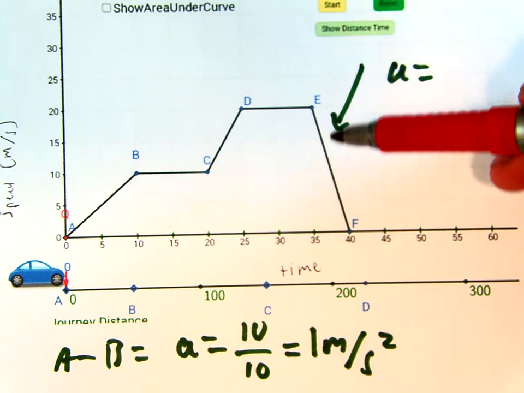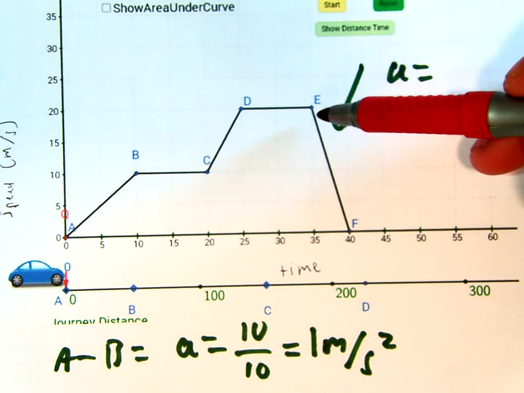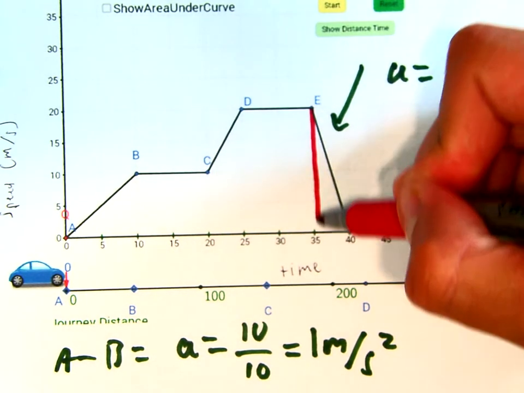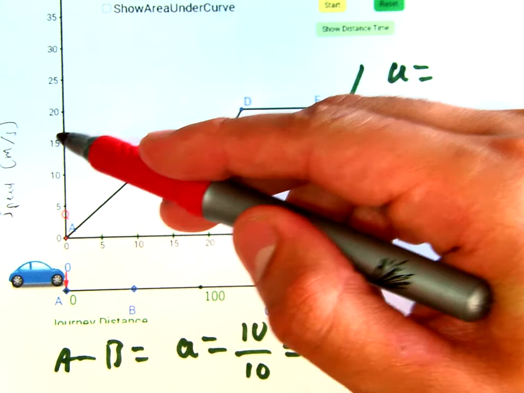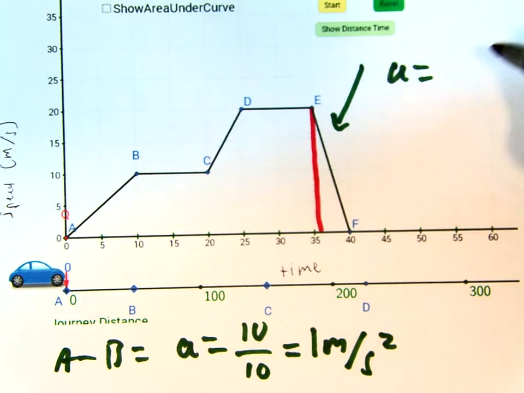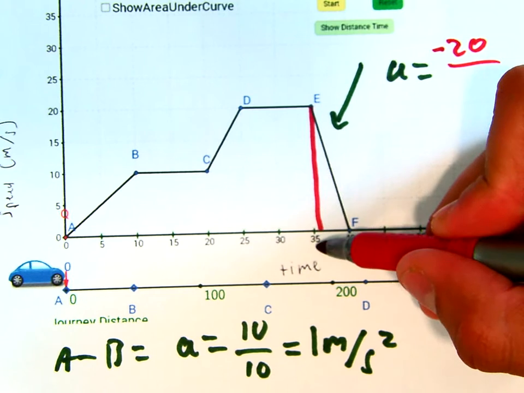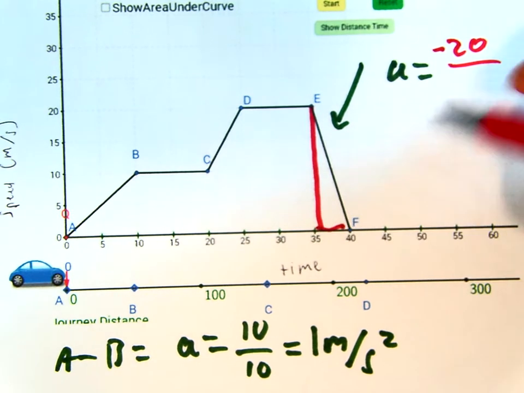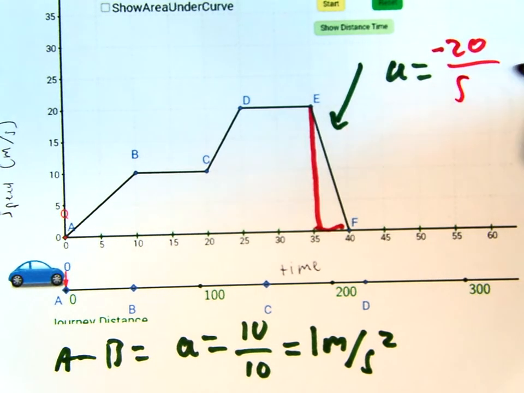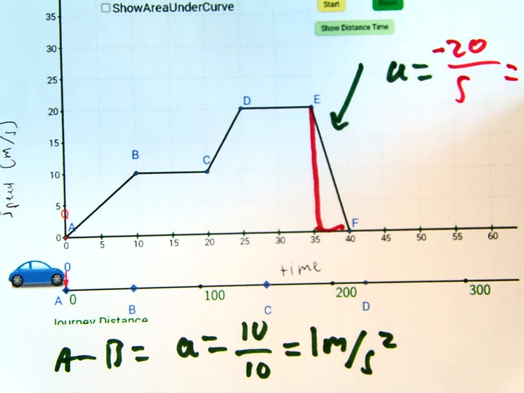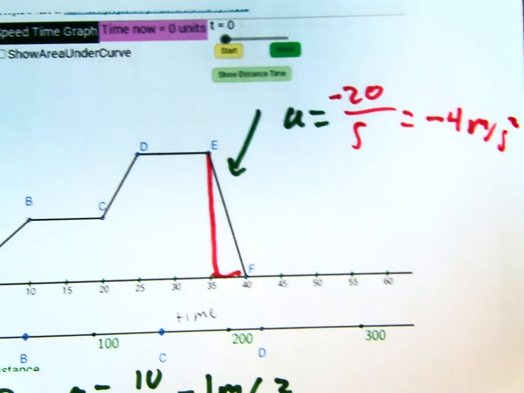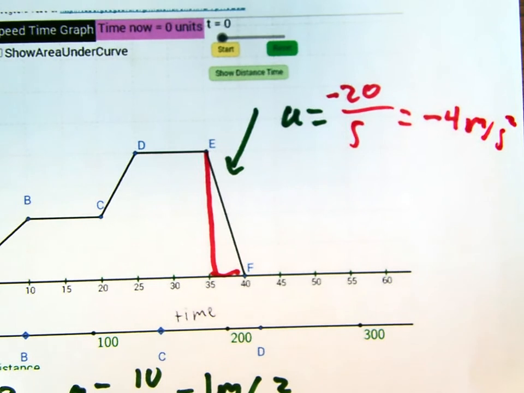What's my acceleration here? Well, if you notice here, I started at 20, and I went down to 0. So it's negative 20. I was at 35 and I went to 40. So my run is 5. So my acceleration is negative 4 meters per second squared. Okay. That's how we do acceleration, not too difficult.